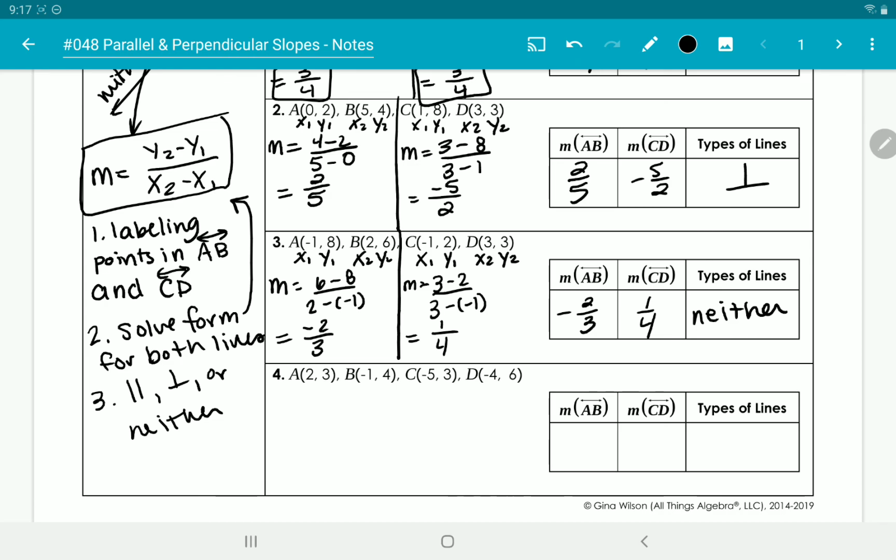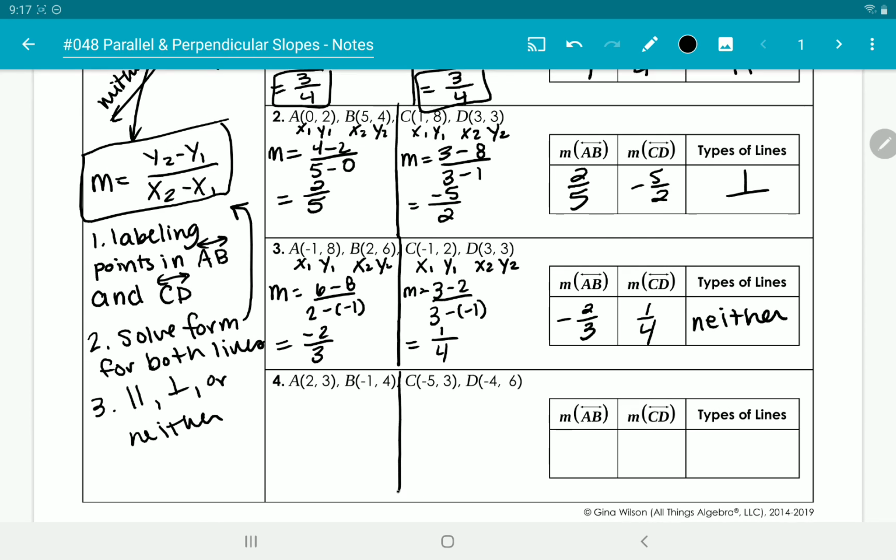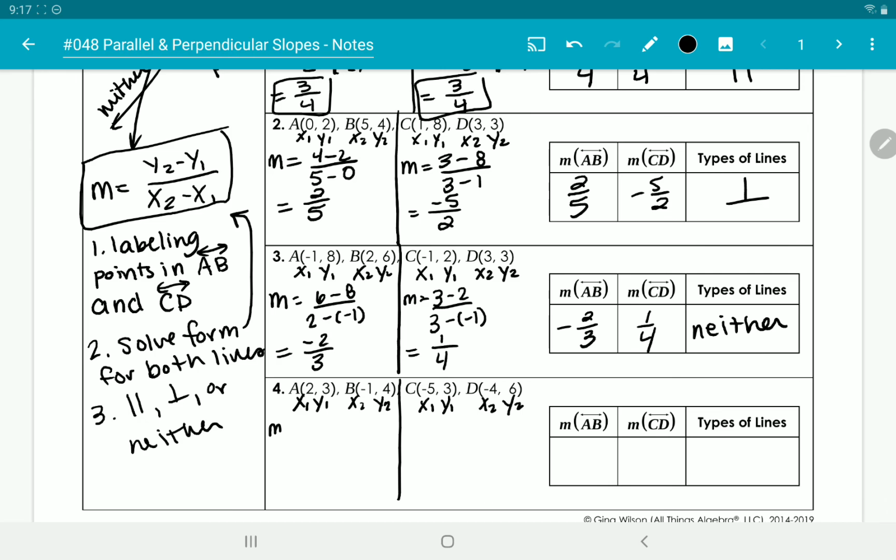Again, I'm going to split this in half: x1, y1, x2, y2, x1, y1, x2, y2. Now I want you to go ahead and pause the video and try to solve for both of the slopes. We'll see if you get the right answer, and you can see what you did wrong if you did something wrong. So I'm going to pause it now and determine the slopes of these two lines.